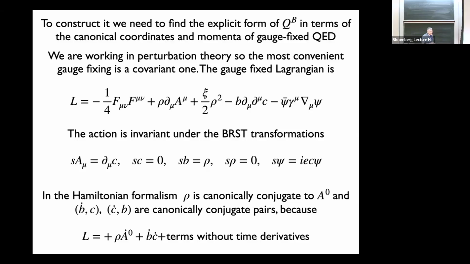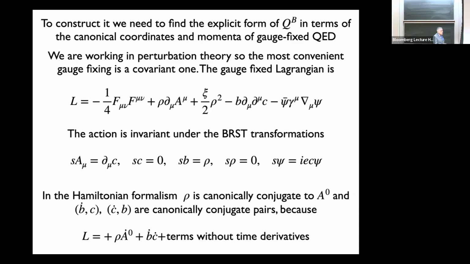And now, one thing that I've never seen before, it seems trivial, but I never saw it, is that actually, if you don't integrate out rho, rho is canonically conjugate to A0. And then you have canonically conjugate pairs of B dot C and C dot B, and that's because the Lagrangian contains B dot C dot plus terms without time derivative. So the conjugate momentum of C is B dot, the conjugate momentum of B is C dot.